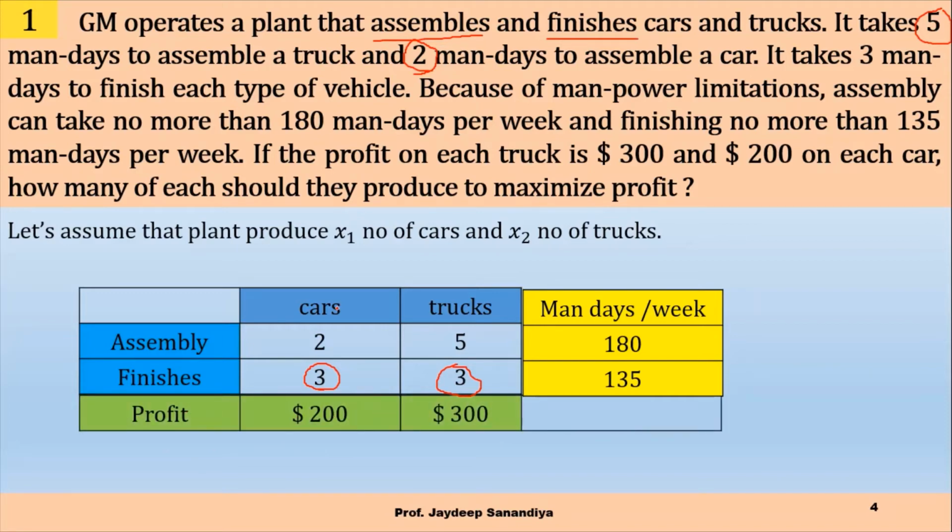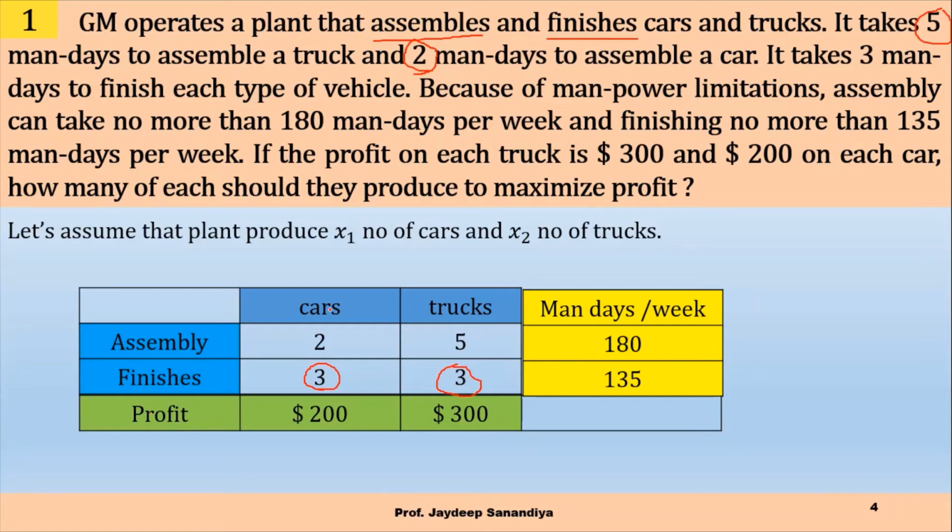Always try to convert the problem into tabular form. After this, the problem is very simplified. Now coming to the formulation. In formulation, we have to define the objective function, constraint and non-negative constraint. So our objective is profit maximization because profit is given.